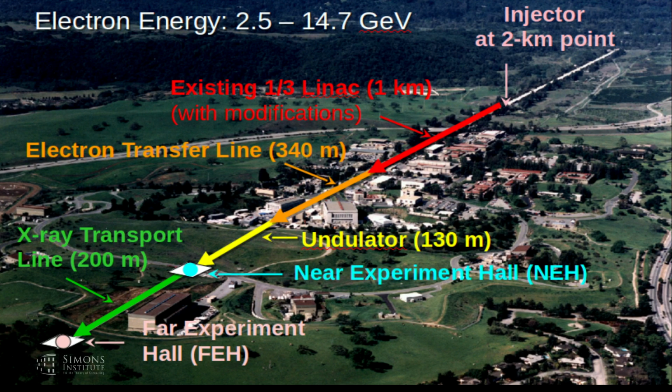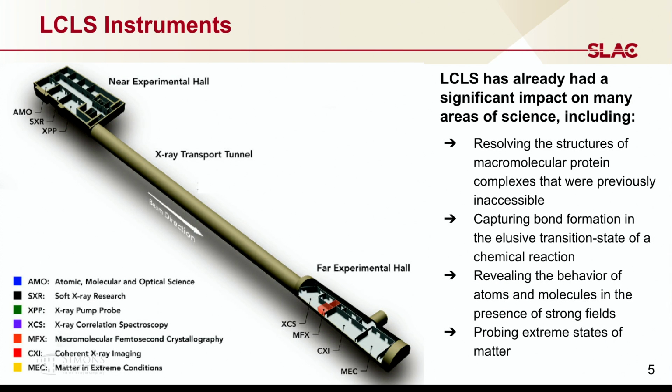experimental hall, where we have right now about 7 experiments, 7 instruments rather, where we try to use this 200 eV to 12 keV X-ray to do different kinds of science. This is how the near experimental hall and the far experimental hall look right now. We have 7 instruments that do fundamentally very different things: atomic molecular optical science, soft X-ray, X-ray pump probe, coherent X-ray imaging, and matter in extreme conditions.